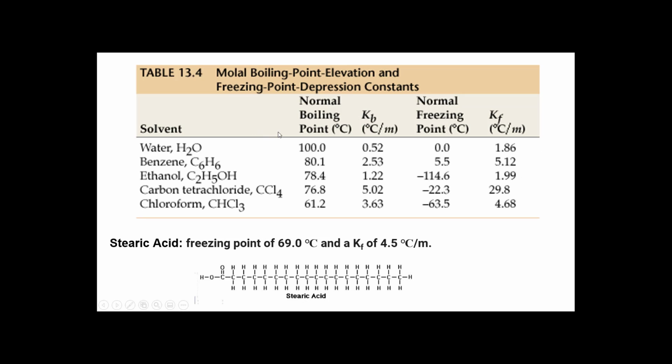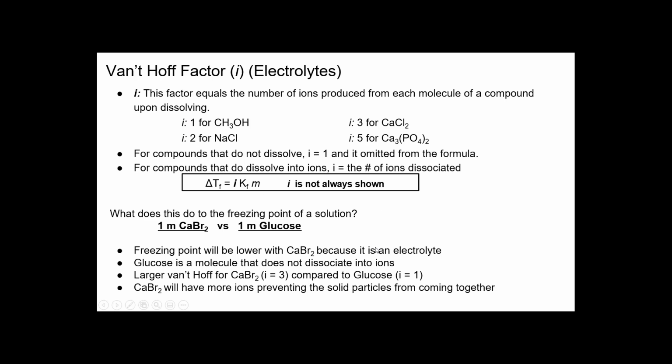You would have a chart of different solutions that would give you what the normal freezing point is, and then the Kf value for it. And most of the time, you're not even given the freezing point, you're given the Kf value of it. For our lab, we're using stearic acid, at least the labs that I've done on here. It's stearic acid, and the Kf value is also listed in your PDF lab experiment, but I'm giving it to you here as well. It's 4.5. So this is the Kf value.